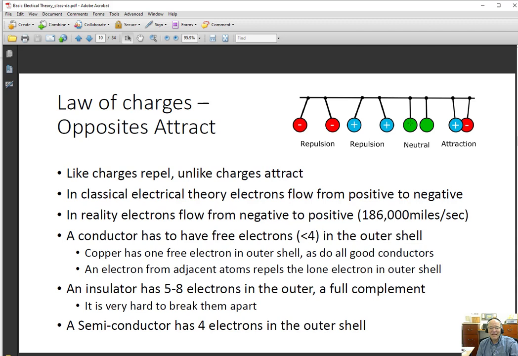If there are two neutrons hanging beside each other, nothing's going to happen. They're neutrally charged. They have no effect on each other. If you have unlike charges, negative and positive hanging together, they're going to want to go and join. So like charges repel, unlike charges attract. There is a difference between classical electrical theory and actual electrical theory.